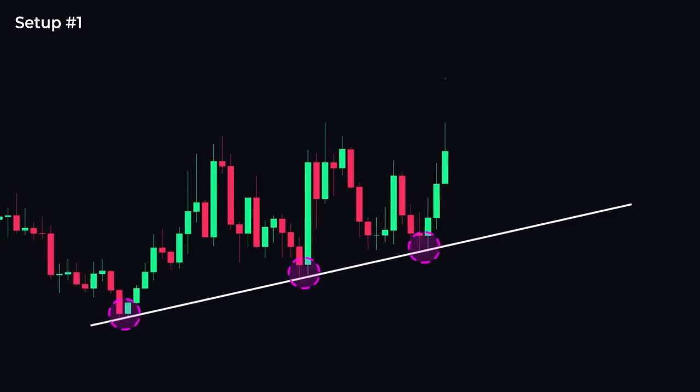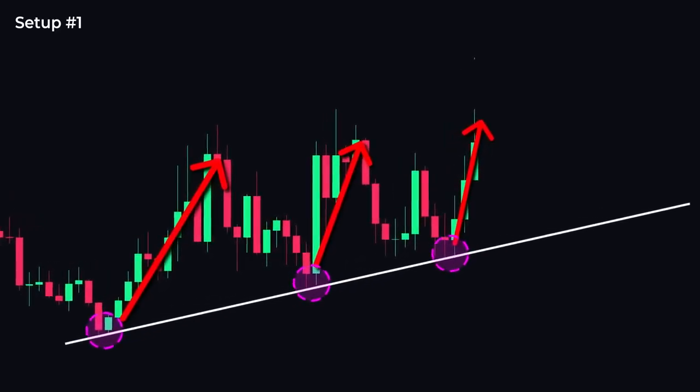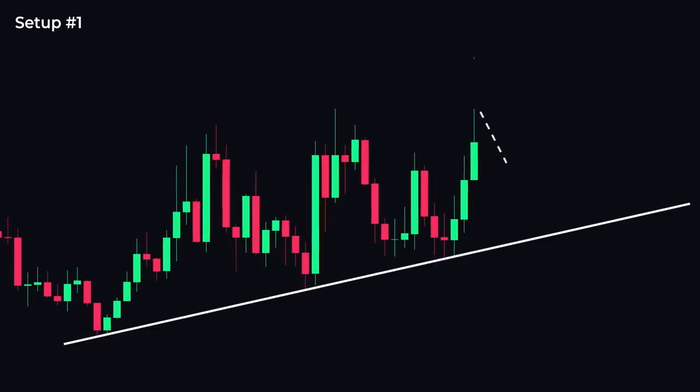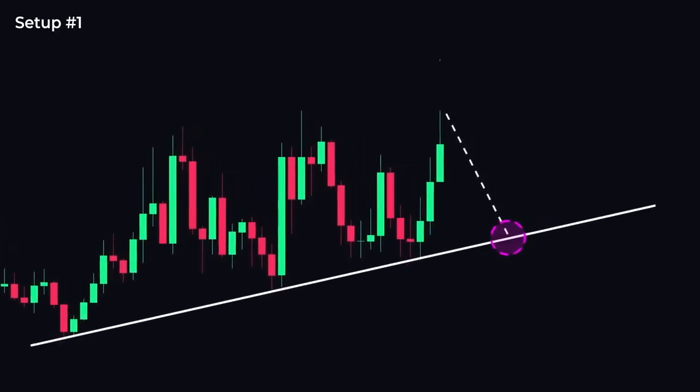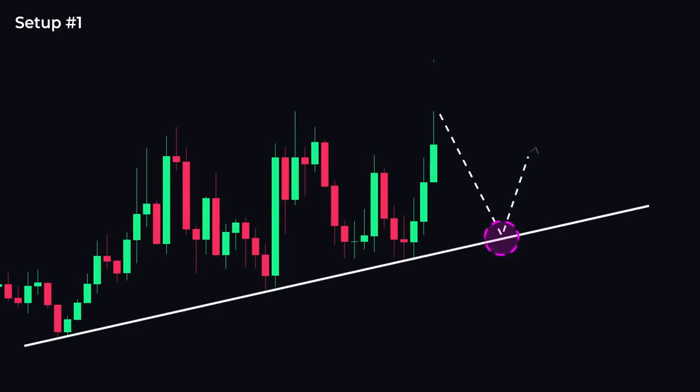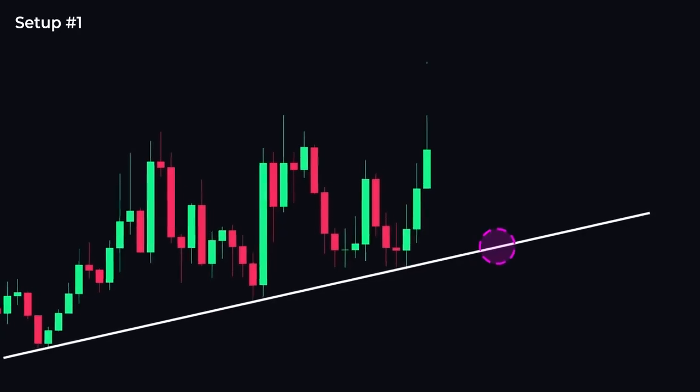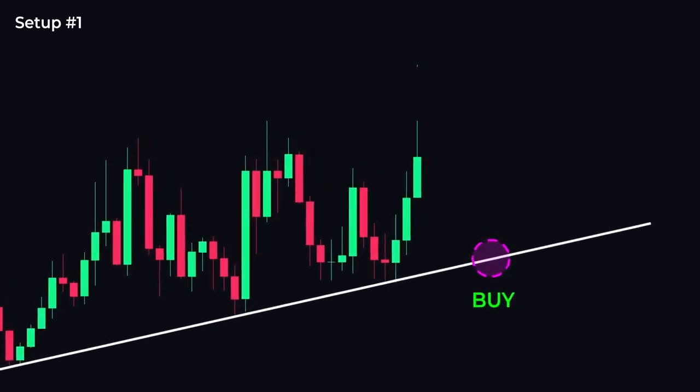For example, in this chart, we've applied a trend line by connecting the swing lows. Now, notice that in the past, price tends to bounce off the trend line every time it touches it. This tells us that in the future, if price ever approaches the trend line again, there's a high probability that we can expect another bounce. So, a possible trade setup here would be to take a buy trade if price retraces to the trend line.